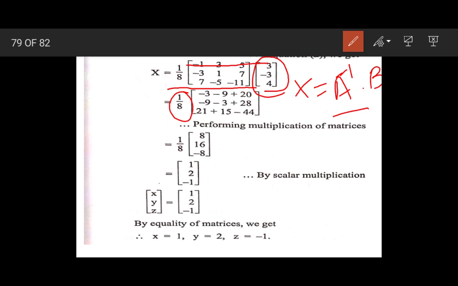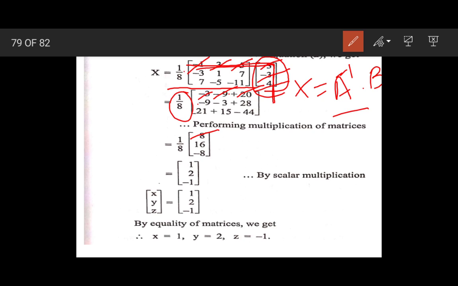So, multiply the first row with the column. So, minus 1 into 3 will be minus 3. Then 3 into minus 3 will be minus 9. Then 5 into 4 will be plus 20. So, minus 3 minus 9 will be minus 12 plus 20. So, minus 12 plus 20 will be 8. Okay. So, first row, first column complete.